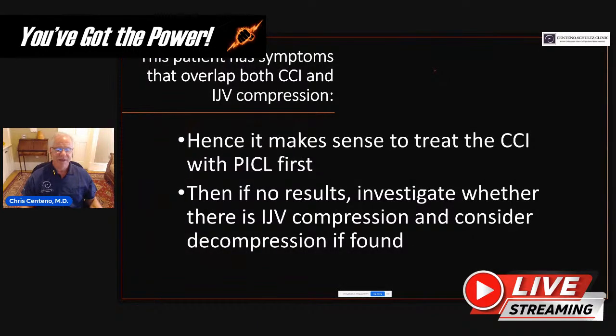However, since we know he has CCI, obviously it would make sense to treat that non-surgically first. And then if he has no results, we can do a CT venogram to look for IJV compression. And because he has the backup of fluid in his brain, it may or may not make sense to do that procedure where that area is opened up. But again, that's that ladder of invasiveness that we always talk about.